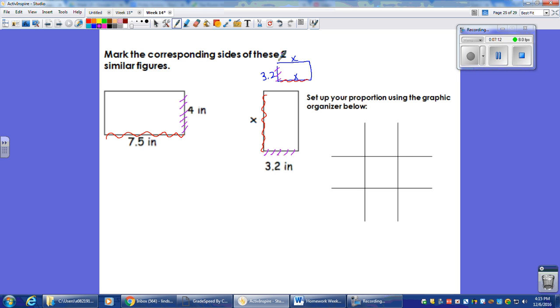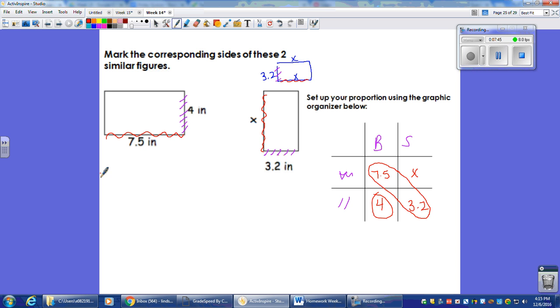So I'm going to set it up. I'm going to go from my big one to my small one with squigglies over dashes. And if you don't want to do that, if you want to set up a proportion, by all means set up a proportion, or if you can find scale factor. So looking at the big one, the squigglies are represented by 7.5 and the dashes are represented by 4. Looking at the small one, the squigglies are represented by x and the dashes are represented by 3.2. So from here I'm going to cross multiply these two and divide my answer by 4.